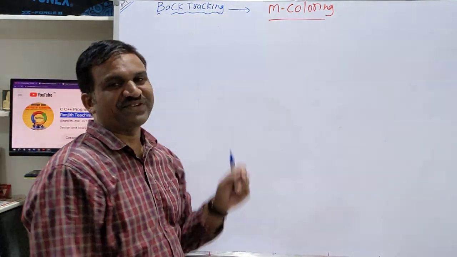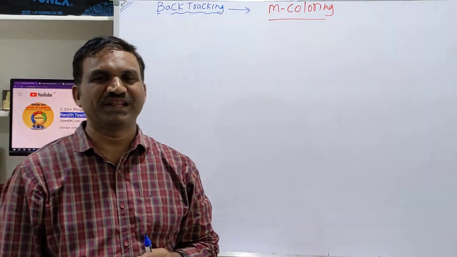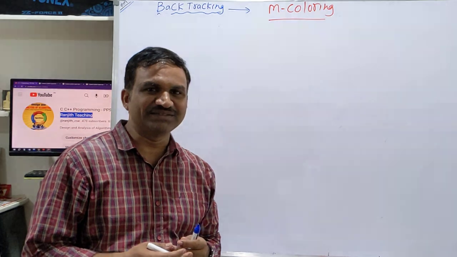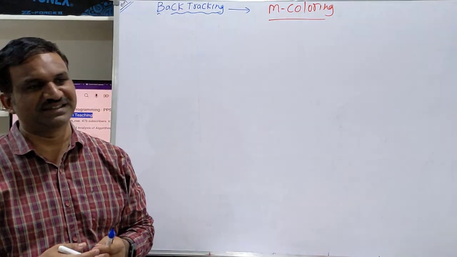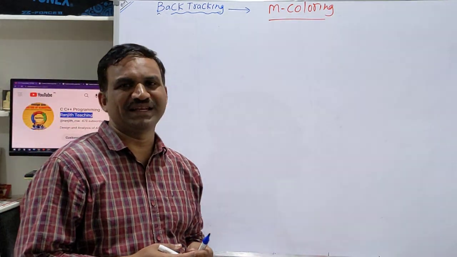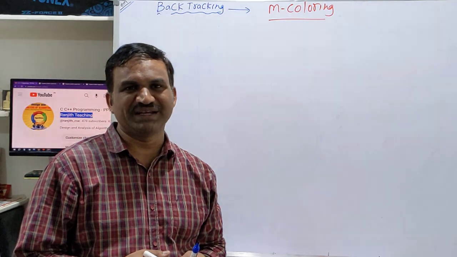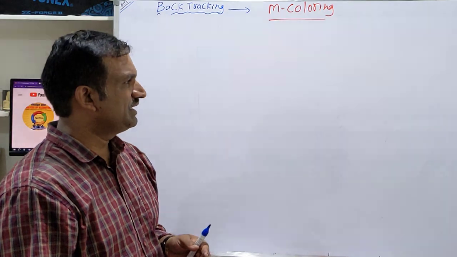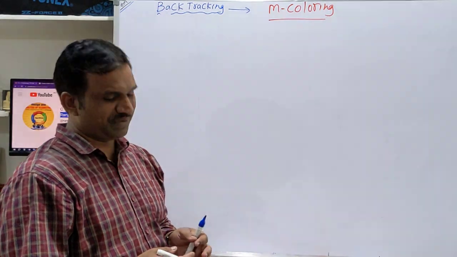M-Coloring using backtracking. So what do you mean by M-Coloring? It's a graph problem where you want to color the vertices with different colors, which is also called the chromatic number: the minimum number of colors that can be assigned to a given graph.